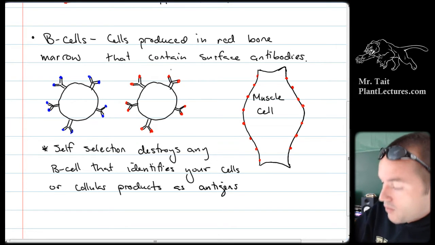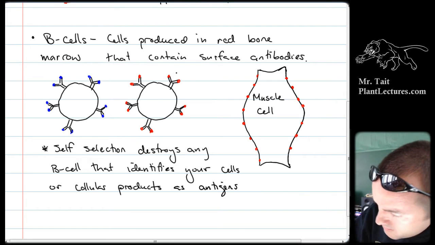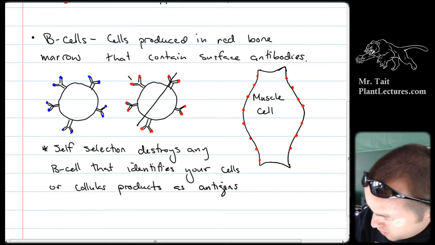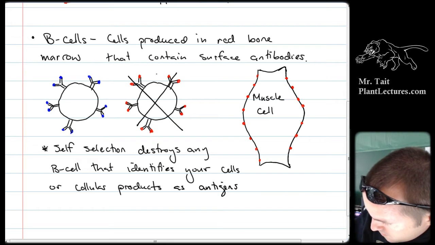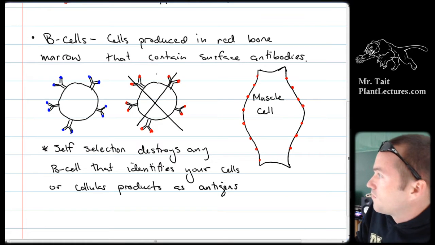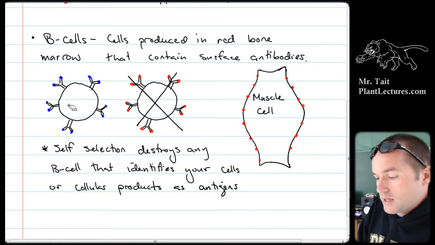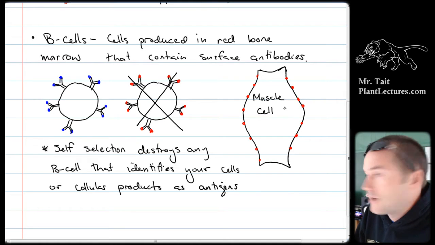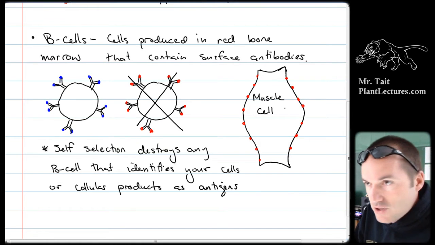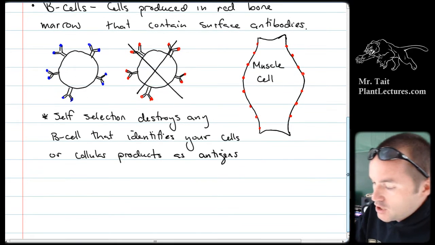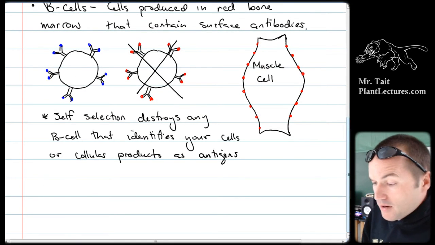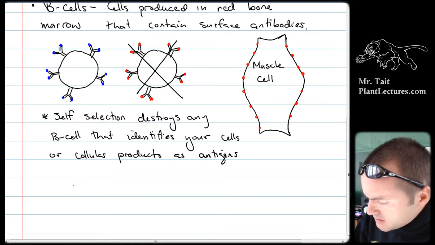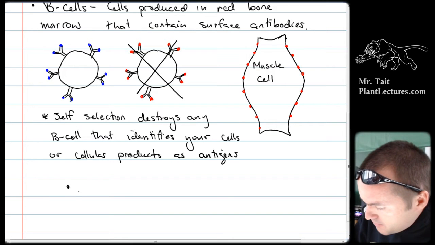Okay? So in other words, this guy right here is destroyed. This one over here is allowed to go to the spleen or wherever it's going to hang out in order to detect its pathogens, but this guy is killed off because he would have responded to your own cells as antigens, and that's bad news, right? So there are a couple different types of B cells. There are naive B cells.